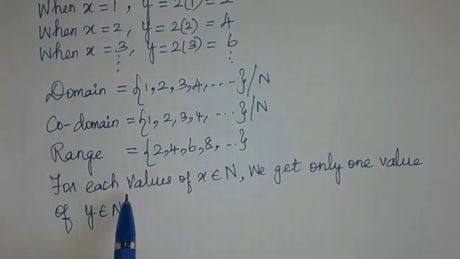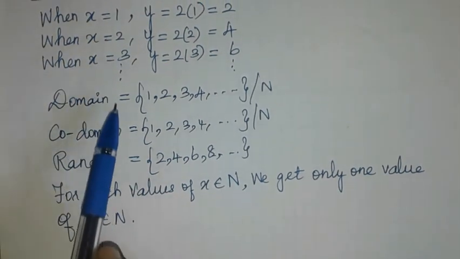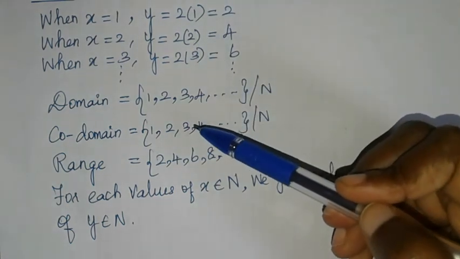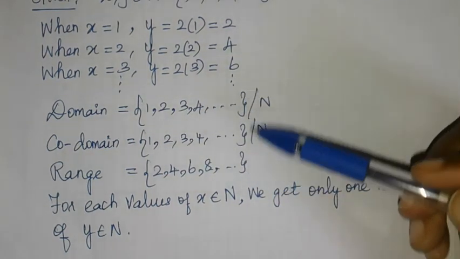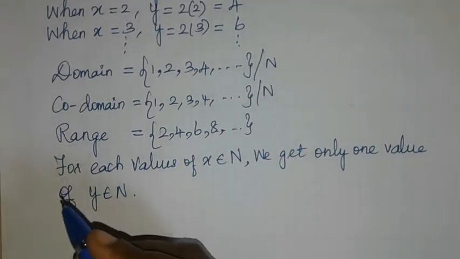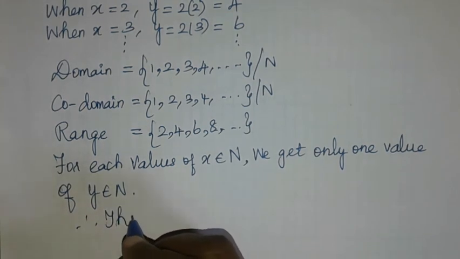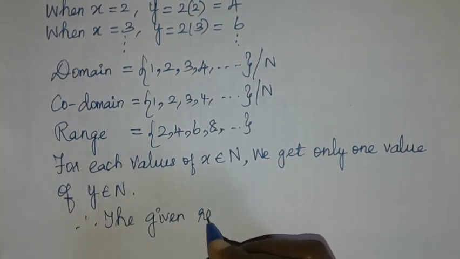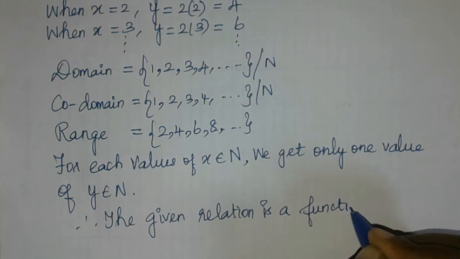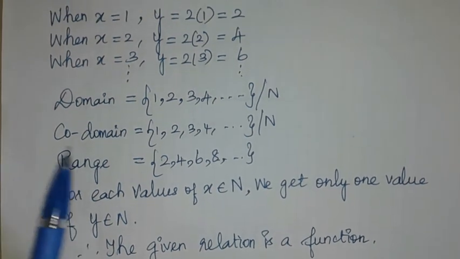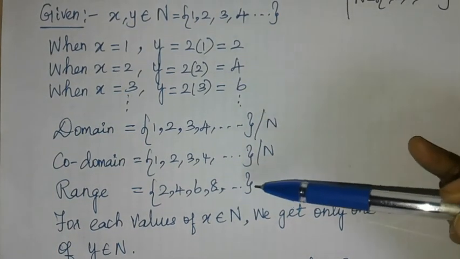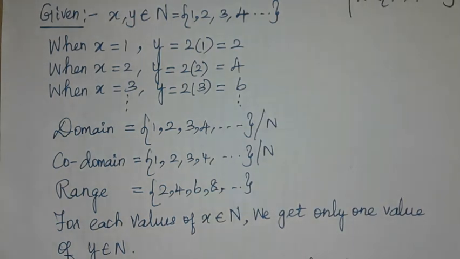Okay, we are taking for each value of x, 1, 2, 3, 4 and so on from the natural numbers. If you substitute in the given y = 2x form, it gives different, unique values. Therefore, the given relation is a function. Yes, for each value of x there exists a unique image in y. So, the given relation is a function.